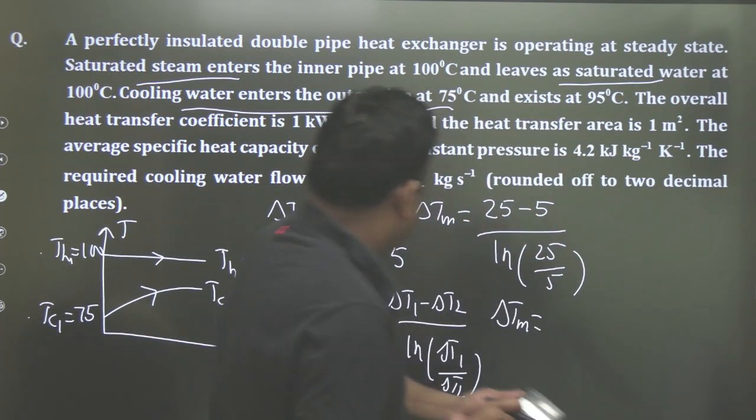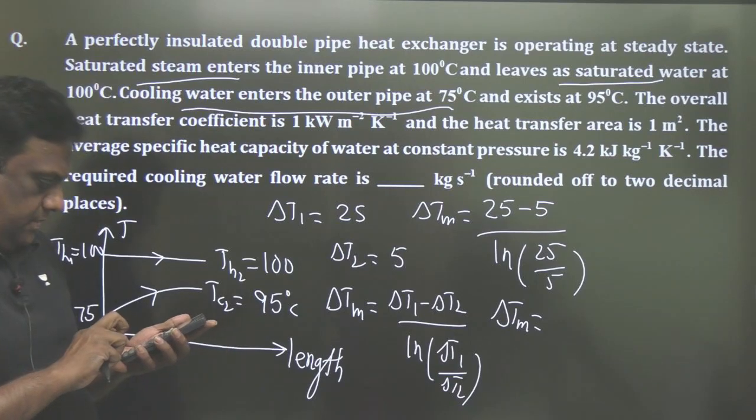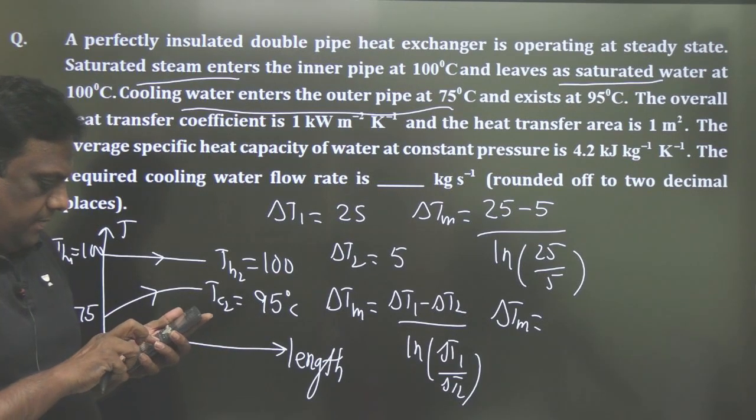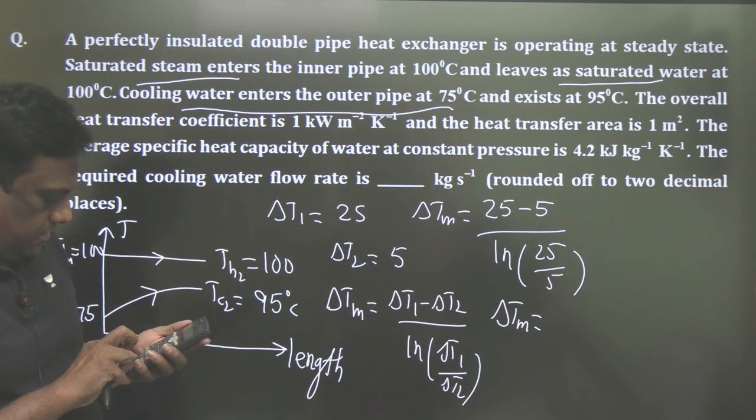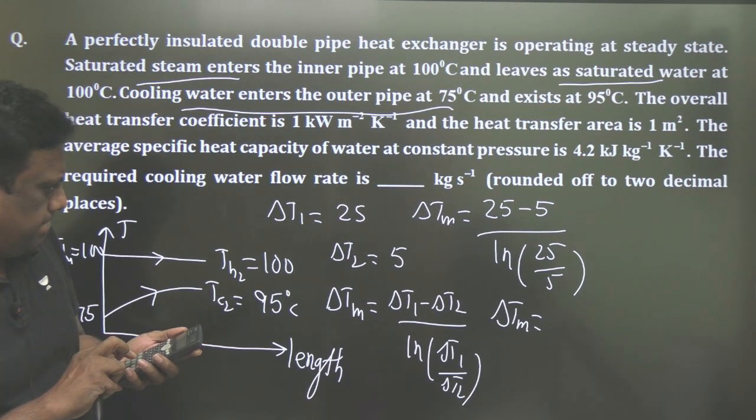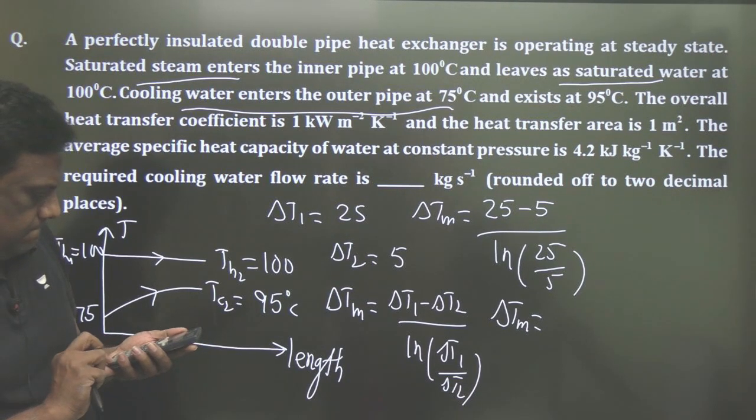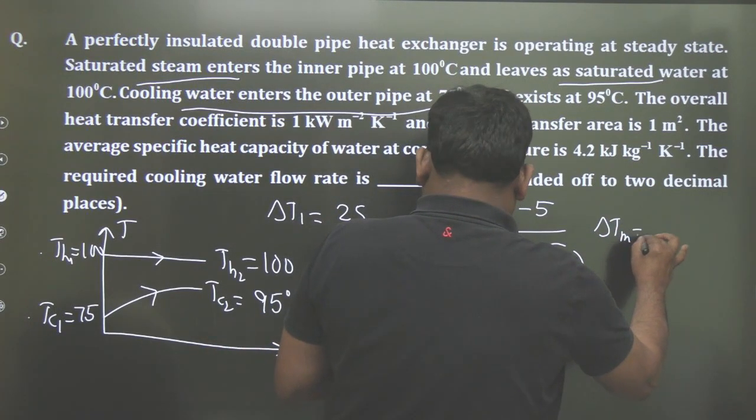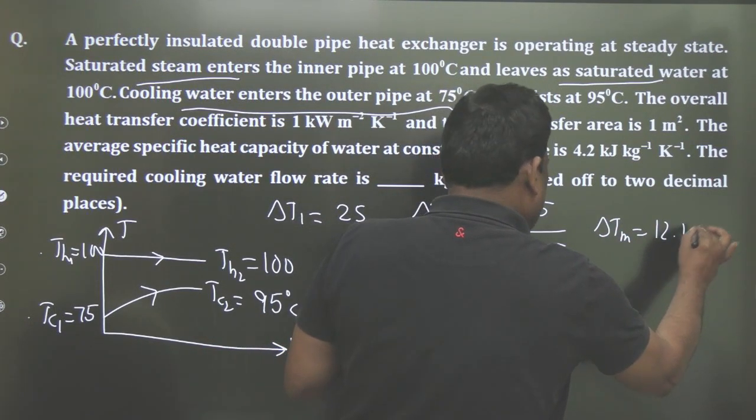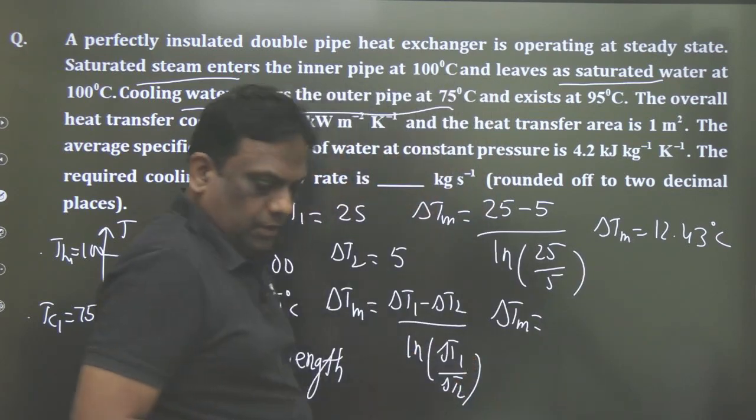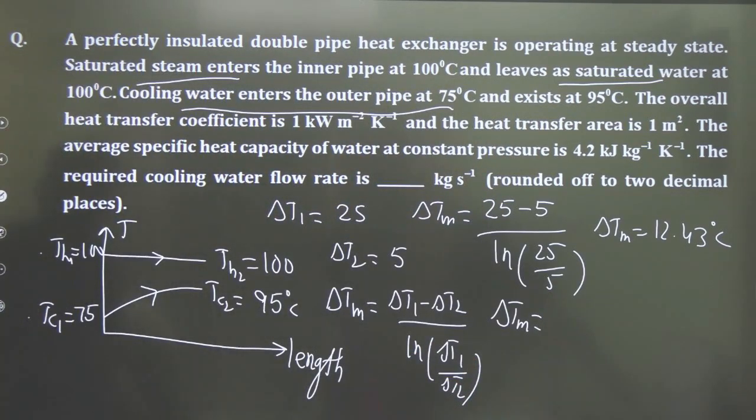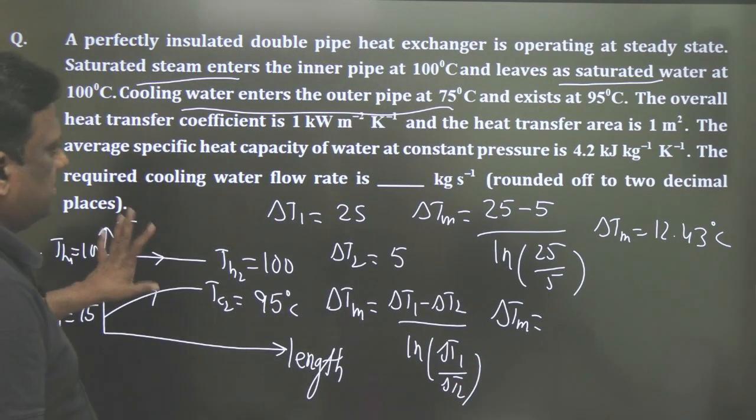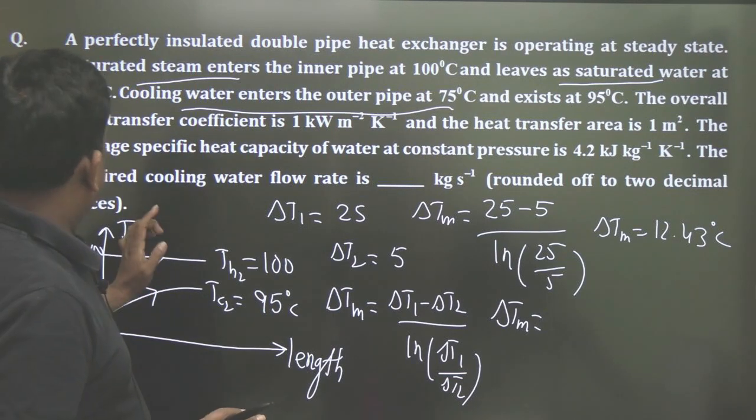Let me check once, sir. This is 20 divided by ln 5, which is 12.42. So delta Tm, let us take it as 12.43. Okay, no problem at all. Is it degree centigrade? Because all temperatures are in centigrade. No problem. So now what is he asking?